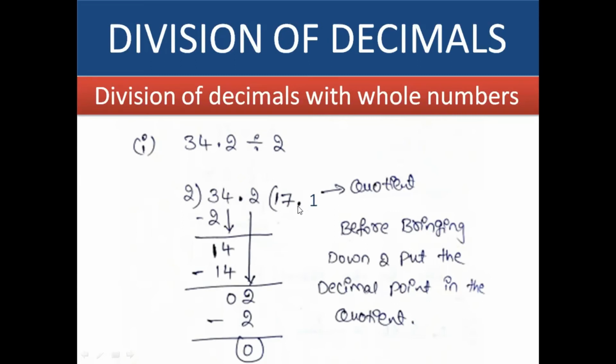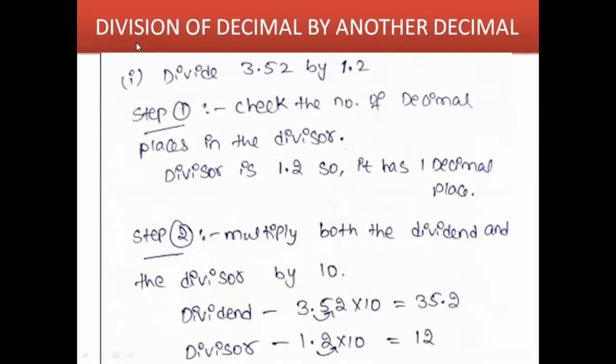Write the decimal point in the quotient. Now bring down 2. 2 ones are 2. 2 minus 2 is 0. The quotient is 17.1. The remainder is 0.